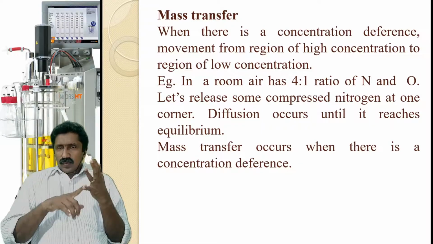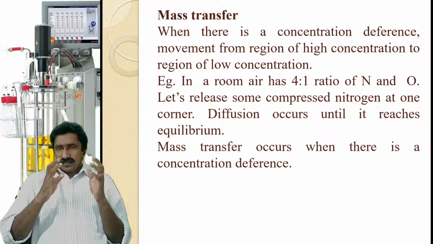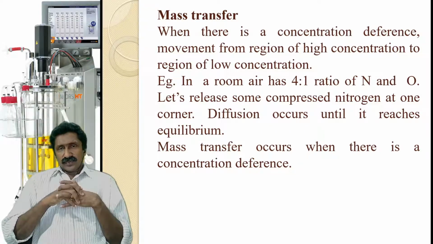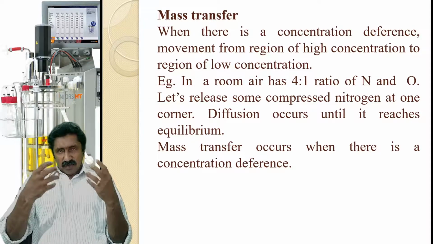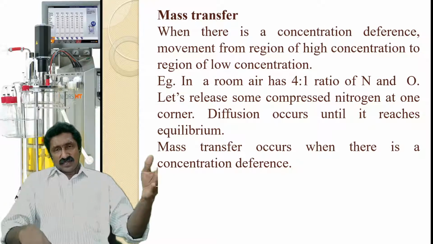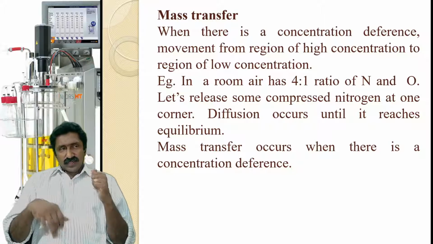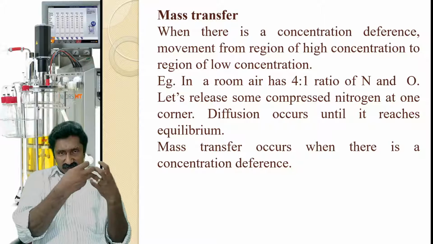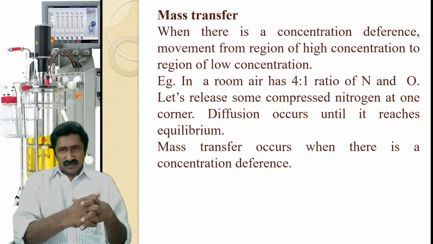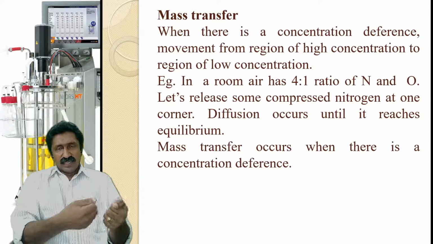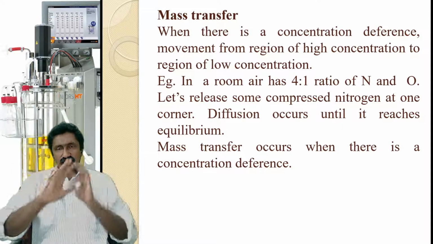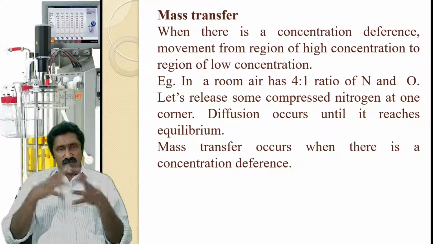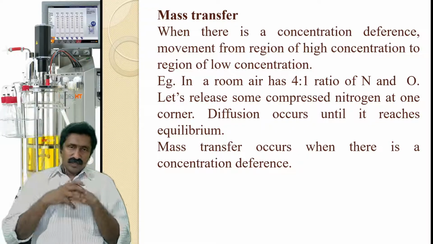Example: in a room, the air has about a 4:1 ratio of nitrogen and oxygen. Let us release some compressed nitrogen at one corner of the room. From the corner where we have just released a high concentration of nitrogen, it will diffuse throughout the room and be distributed uniformly within a fraction of a minute or so.